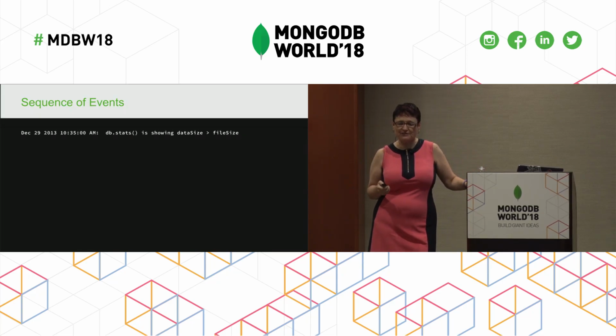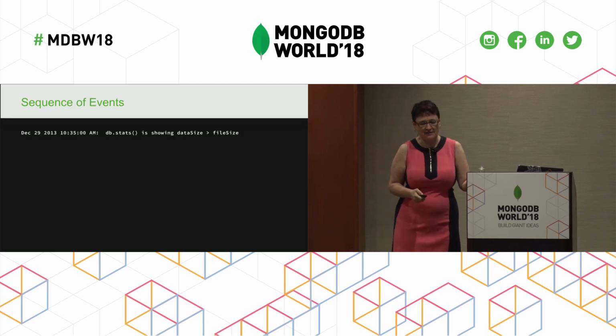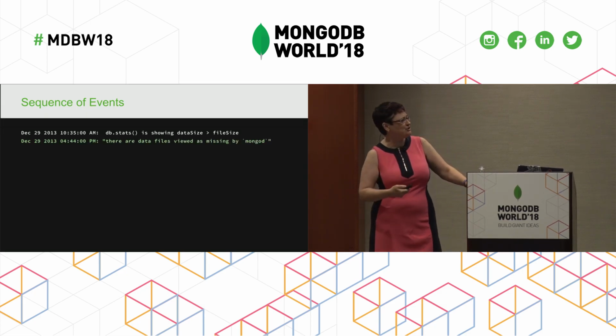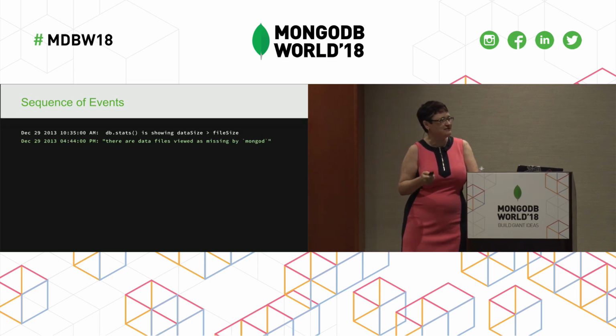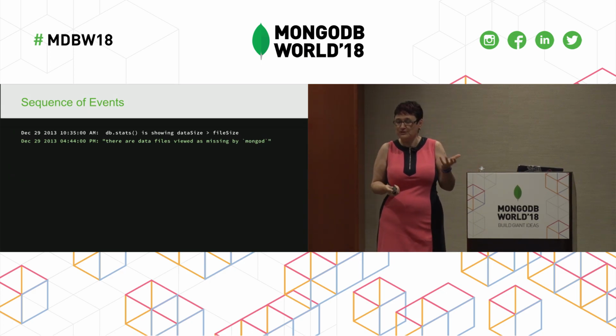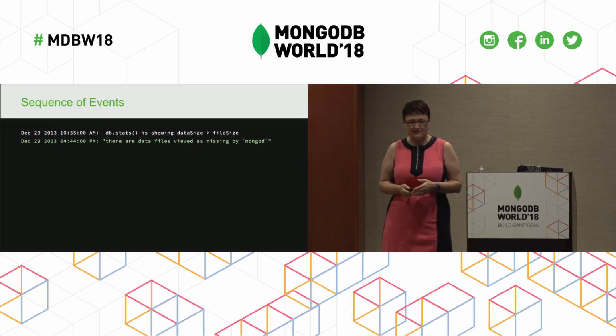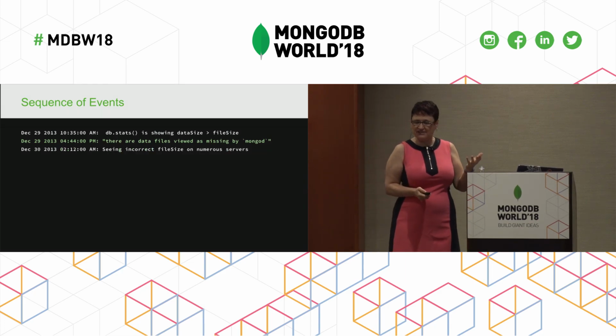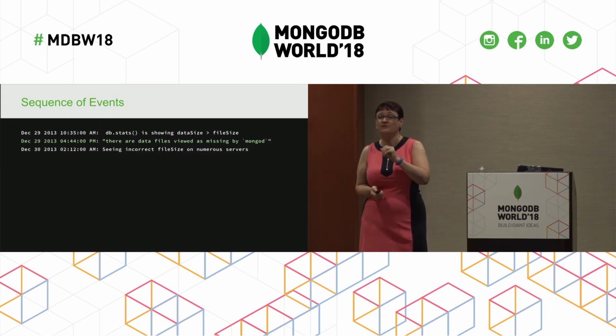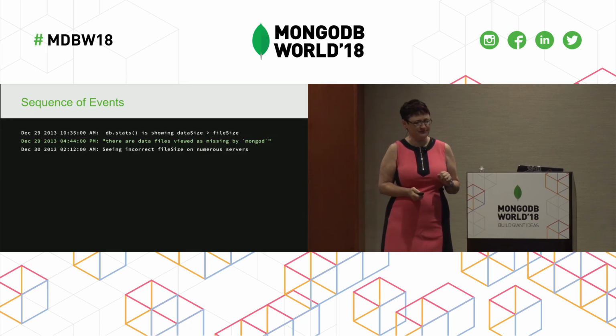We had a call that says dbStats is showing that the data size is bigger than file size. And this was before WiredTiger. So data size can't be bigger than file size. In green is us. We say, really, their data sizes, that means data files are being viewed as missing by MongoDB. And then a little while later, they opened another case saying, we're seeing incorrect file size on numerous servers that we have. I went, really?